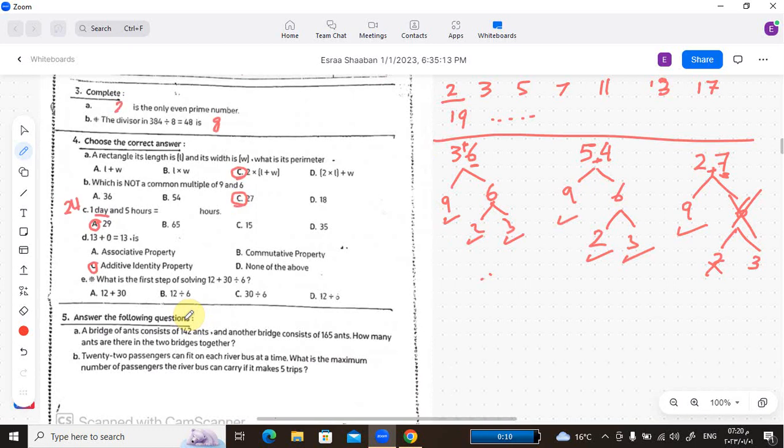So letter E. What is the first step of the following? We said before, brackets first, second divided and times, whichever comes first from the left. Here we have divided, so do it first. 30 divided by 6 first. Okay.